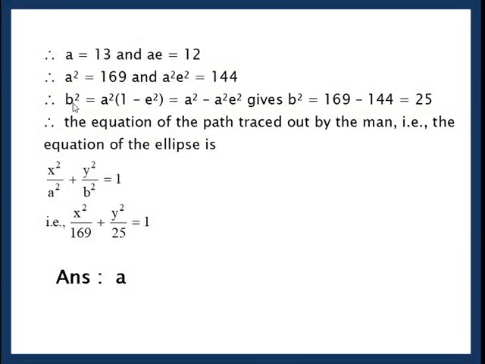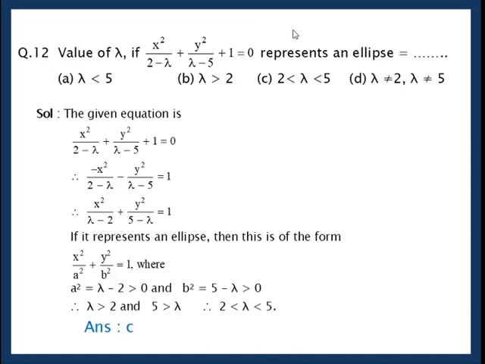Now for an ellipse, what is b square? It is a square into 1 minus e square. From that you get b square. So what is the equation of the ellipse? x square upon 169 plus y square upon 25 equal to 1. So the correct option is A. So all these sums are important.